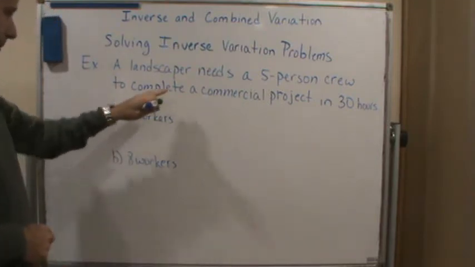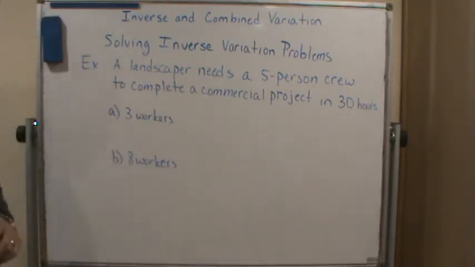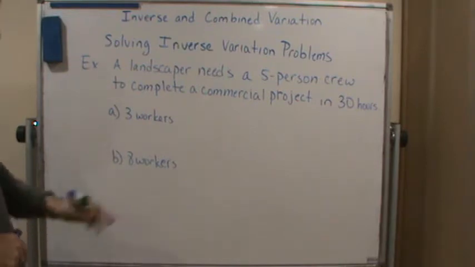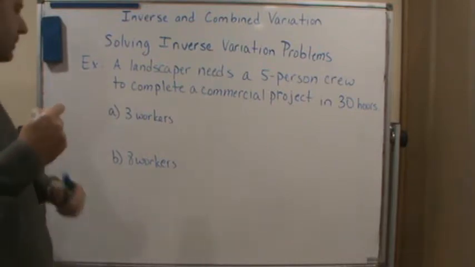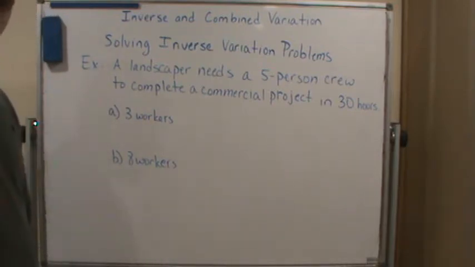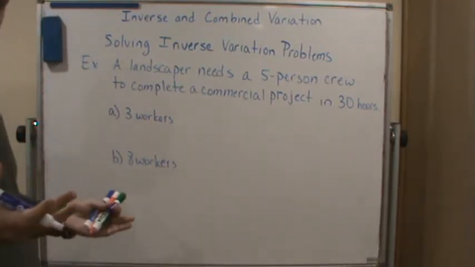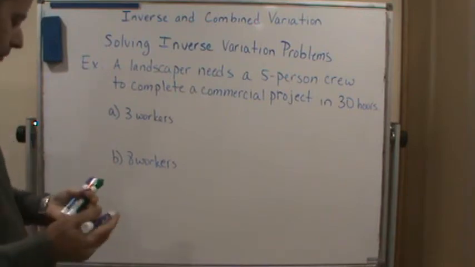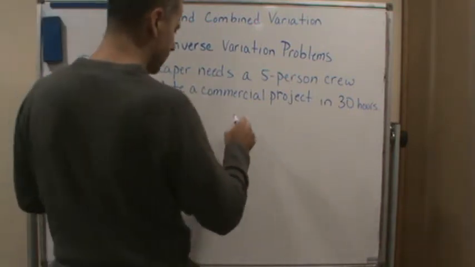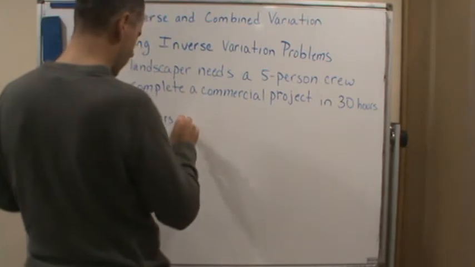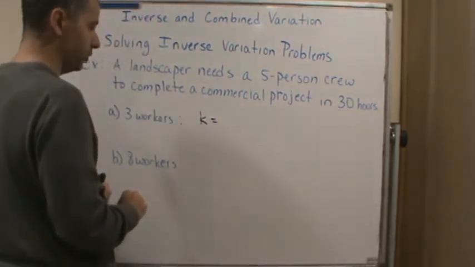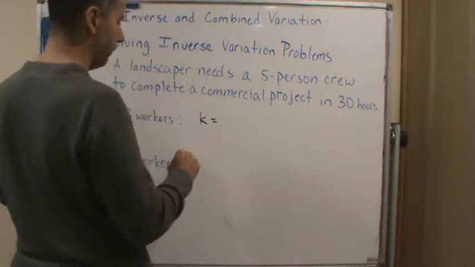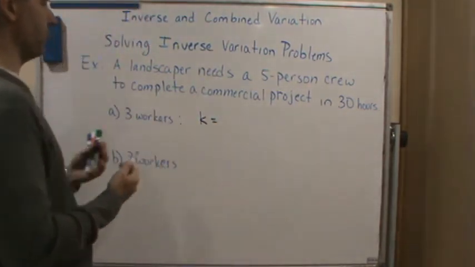Part A says, how long is it going to take to complete the same job if I only have 3 workers on my crew? Okay, well, let's set this up. Well, first, we need to find the constant of inverse proportionality, okay? So let's find K. So K is equal to what? Well, X times Y. So what's my X and what's my Y?